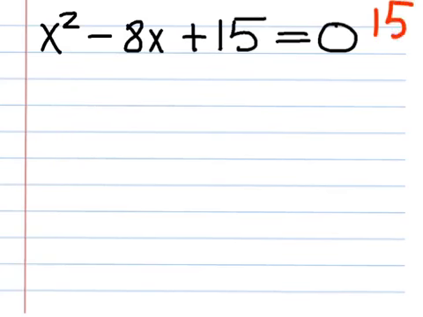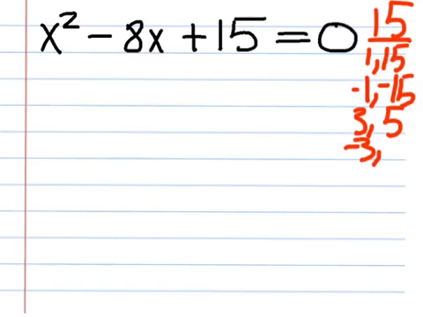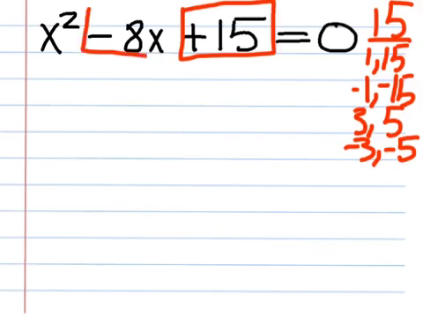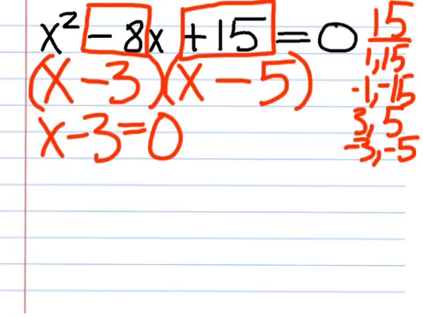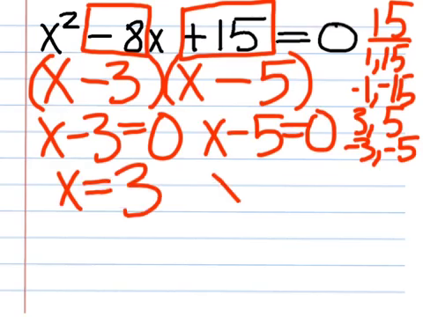Okay, practice problem number 4. We're looking for the factors of positive 15. That will be 1 and 15, negative 1 and negative 15, 3 and 5, negative 3 and negative 5. These are the factors that multiply to be positive 15. We want to figure out which ones add to be negative 8. Negative 3 and negative 5, that's right. We set those equal to 0, and our final answer should be x equals 3 and x equals 5.